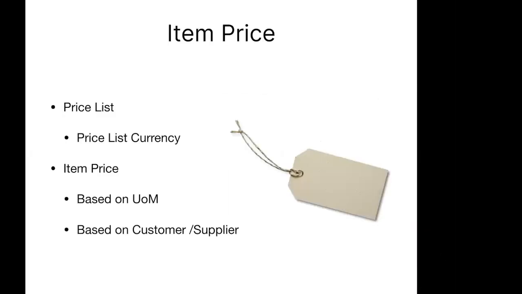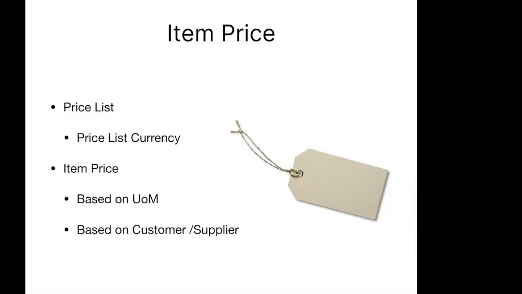The next thing which we have is an item price. All the items which we add have some price associated with them. There is a selling price and a buying price, which we need to track and then fetch in the transactions automatically. When we talk about item price, there are two important masters we need to understand here. First is price list, and second is item price.